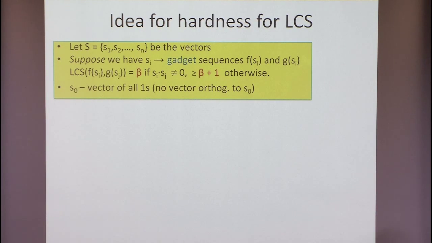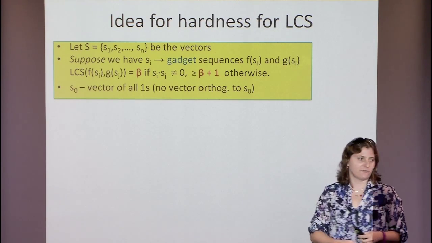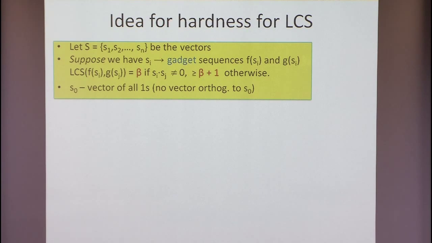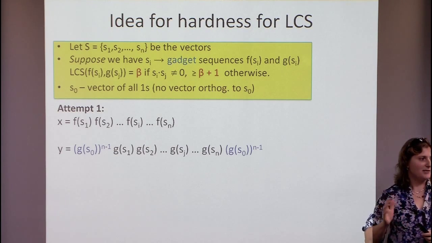Now I'll add this vector S sub zero to my set, which will be the vector of all ones. This vector is not orthogonal to anything, so it doesn't change my problem very much. Now I'll attempt to put all of these little vector gadgets together in sequences. It won't work, and then we'll try to fix it. It won't work again, we'll fix it again, and in the end, it will work. Okay, so here's the attempt.